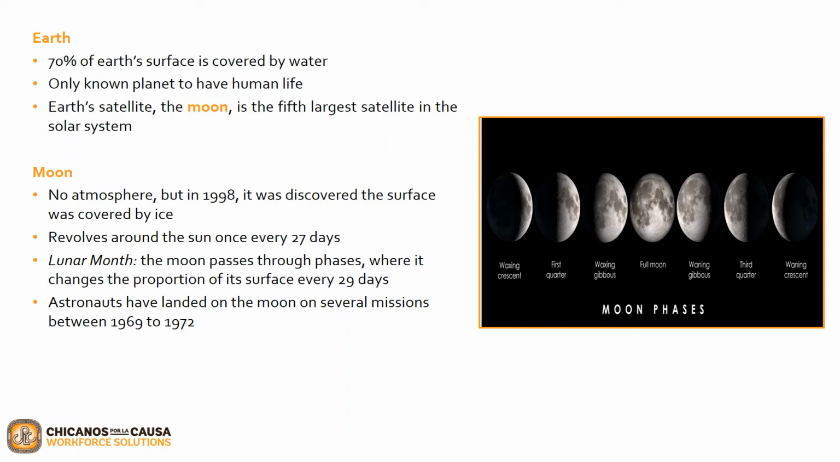The moon's composition lacks an atmosphere. However, in 1998, it was discovered that the surface of the moon is covered by ice. The moon revolves around the Earth once every 27 days. During the lunar month, the moon goes through phases, or changes in the proportion of its surface that is in shadow. The cycle of phases takes approximately 29 days.